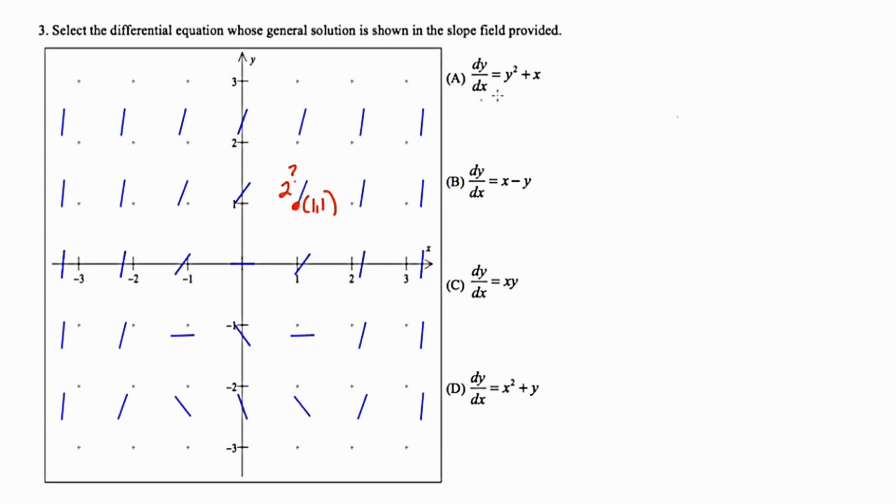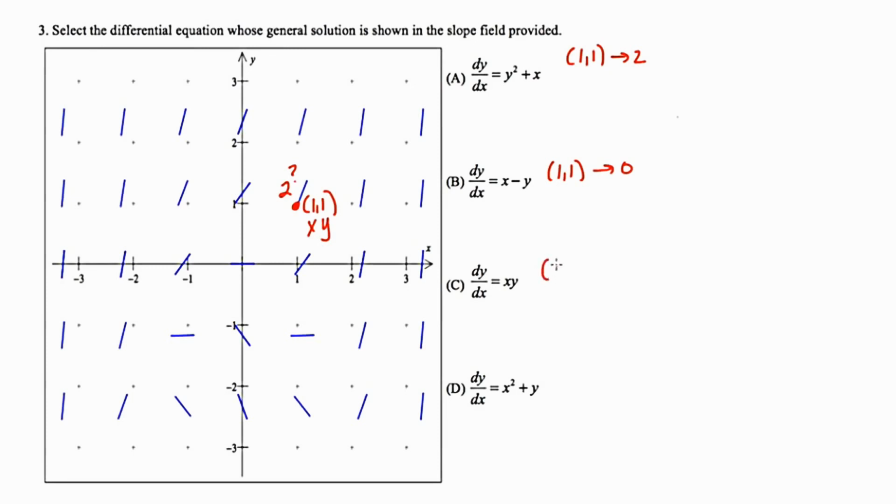So let's see which of these choices will reveal something about 2 when I plug both 1 in for x and 1 in for y. So 1 squared is 1, plus 1 is 2. So this equals 2. So at 1, 1, we get 2. So this is looking promising. This is a contender. Now over here, at 1, 1, when we plug that into this particular differential equation, we get 0. So that's not looking good.